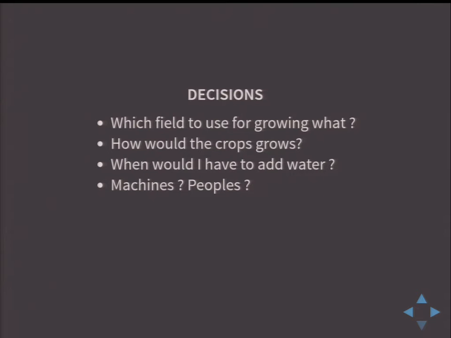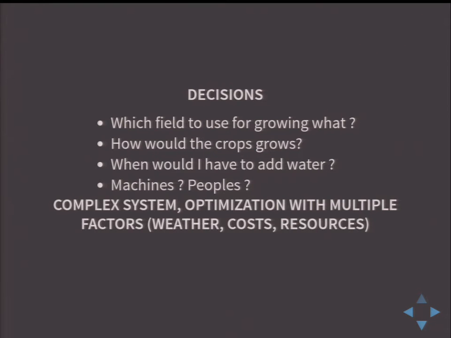When will I have to add water, and how much would it cost in the end? How many machines and people do I need to conduct those activities? These are the kinds of decisions and questions that we try to tool and answer. That's definitely a complex system. We're looking at an optimization with multiple factors: the weather, the cost, and the resources of the farmer.